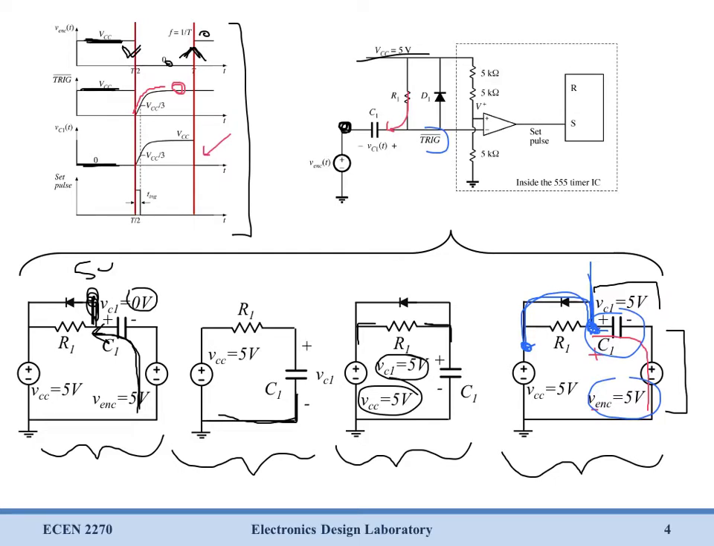So these are the 4 states that happen. 2 of them are really steady state circuits. We have our first equivalent and our third equivalent here.